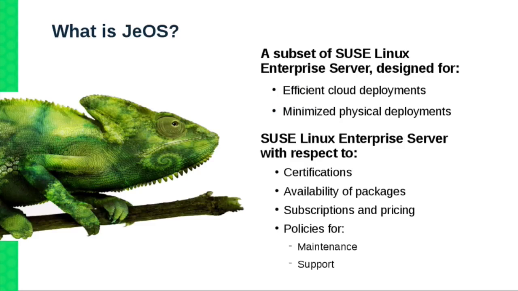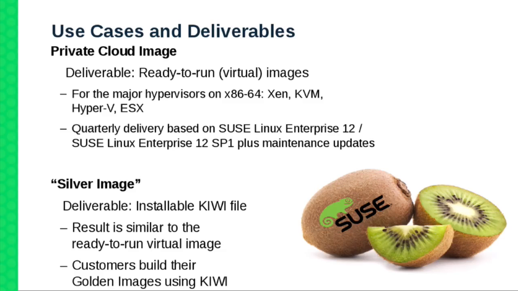So I mentioned JeOS. What is JeOS? JeOS is a subset of SUSE Linux Enterprise Server that is designed for cloud deployments and for minimized physical deployments. And on the other hand, it inherits all the positive features of SLES, including certifications, availability of packages, subscription and pricing, and also policies for maintenance support. You can install that directly instead of doing an installation with YaST package based. You can use JeOS as a private cloud image to run ready-to-run virtual images, or as a silver image which you use and enhance and go with that. For that, download the KVM file that we have and use it as a reference point and go from there.